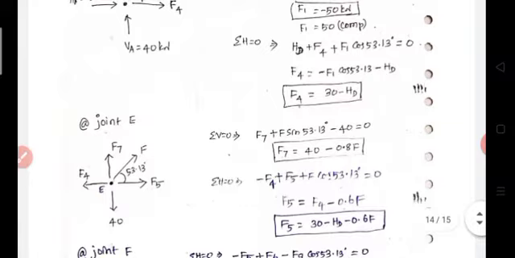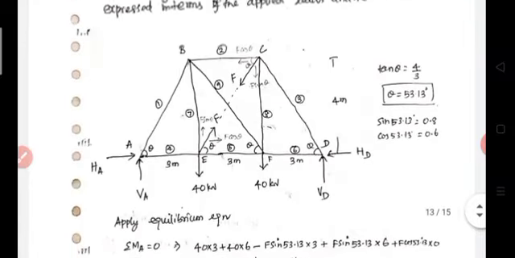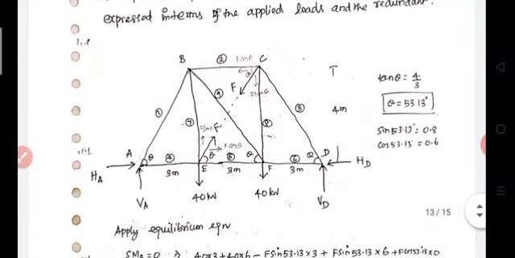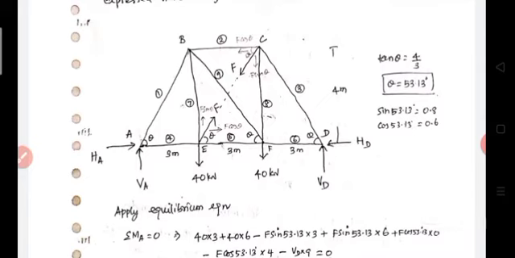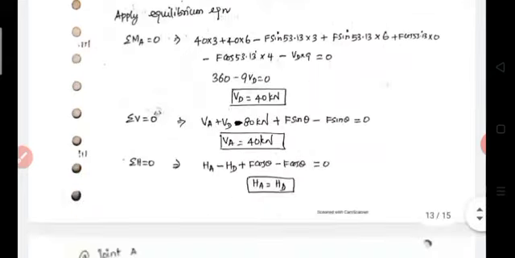Next, if you are taking F7, there are four members connected, out of which only the value of member F5 is known, so the remaining three are unknown. Therefore we have to select joint D. At the joint D, there are two members connected and two reactions.